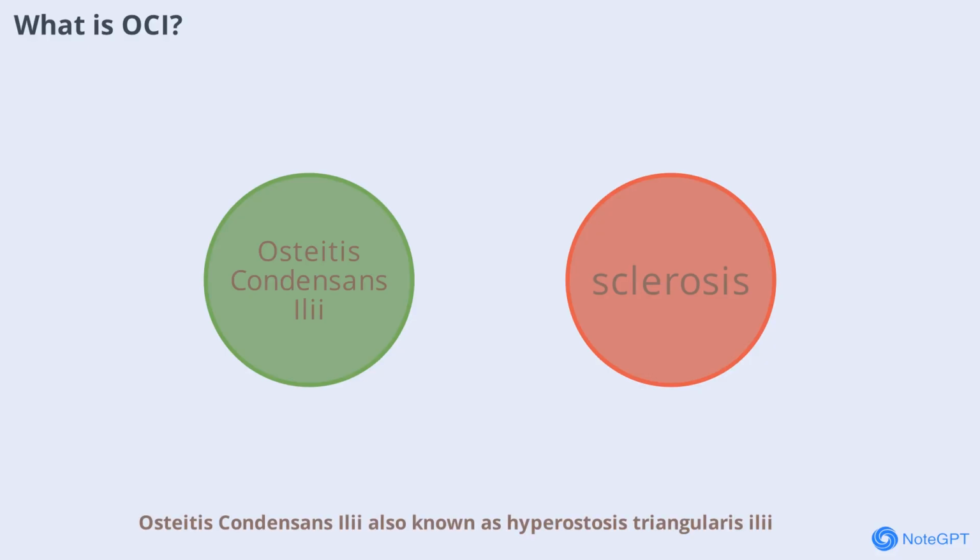Osteitis condensans Ilii, also known as hyperostosis triangularis Ilii, is characterized by a triangular area of increased bone density, or sclerosis, on the ilium next to the sacroiliac joint. Unlike other joint disorders, OCI does not involve inflammation or joint space narrowing. It is often discovered incidentally on X-rays, as many patients do not have symptoms. However, when symptoms do occur, they usually manifest as chronic lower back pain, sometimes radiating to the hips or thighs. The condition is non-progressive and does not typically lead to long-term disability.